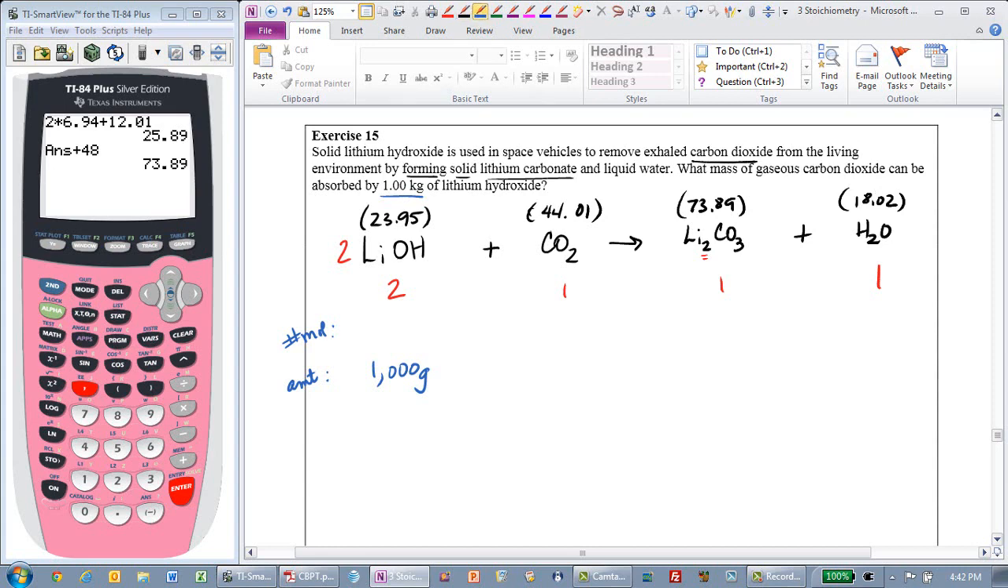Okay, so now what do I need to figure out? I've forgotten what they've asked me. What mass of gaseous carbon dioxide? So that's what I'm looking for. So I have a 2 to 1 ratio. So if I find the number of moles of lithium and I divide it in half, that's how many moles of carbon dioxide I need.